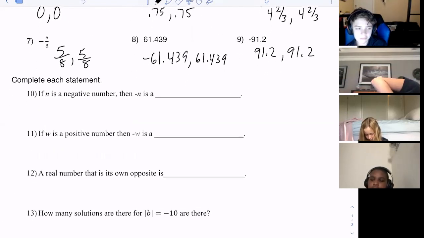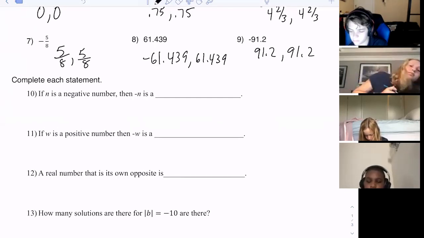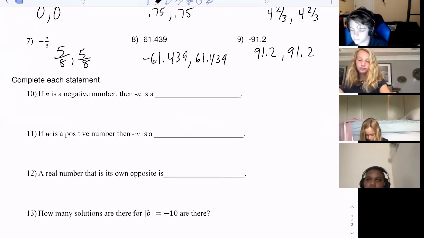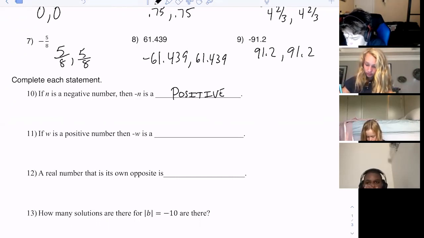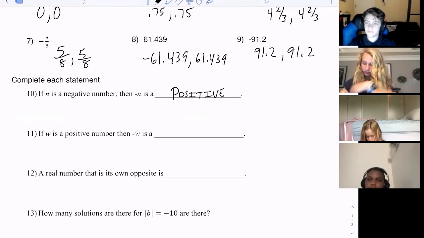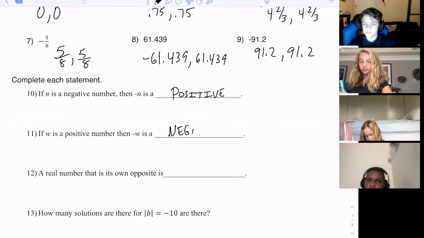All right, Sean. Okay, if n is a negative number, the negative n is positive. You are exactly correct. It is positive. Yes. For the test, I'm not. Stop. No, we're not talking about the test. We're talking about this worksheet. All right, that's it. All right. Here we go. Over here. If W is a positive number, then negative W is a what? Negative. Yeah, that's easy.